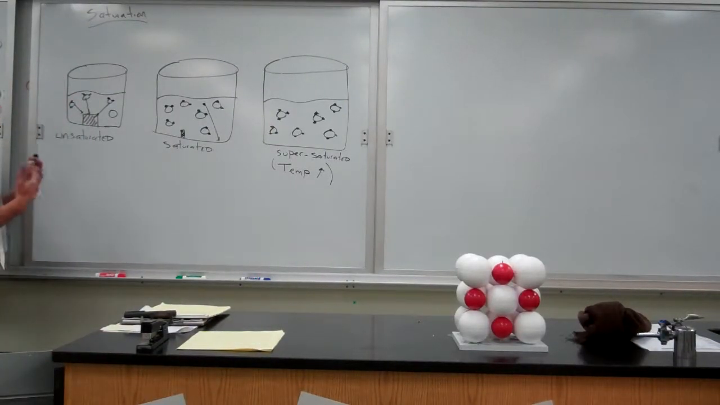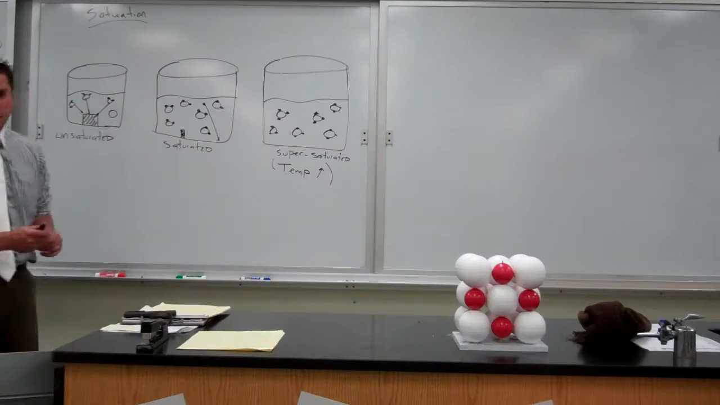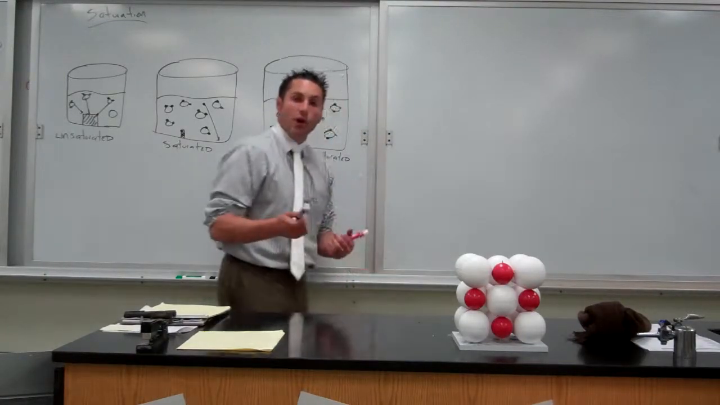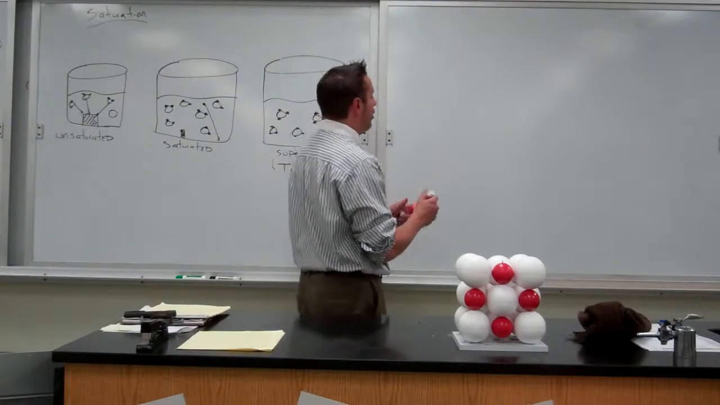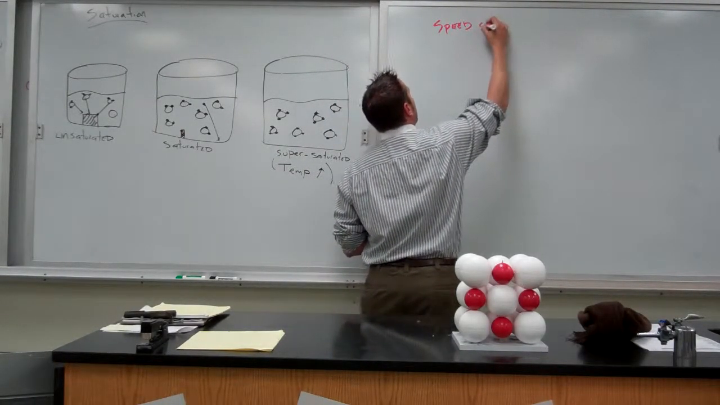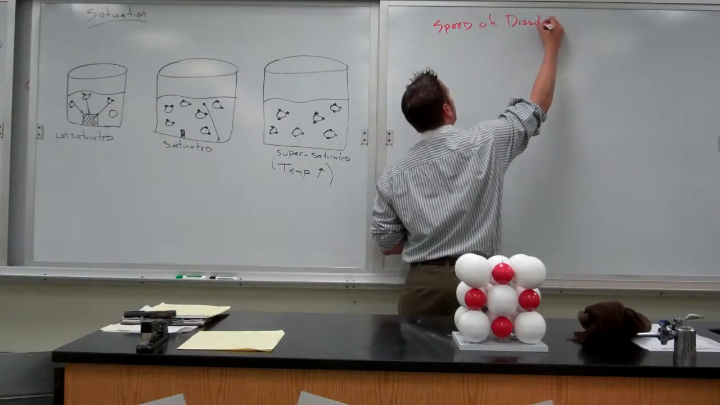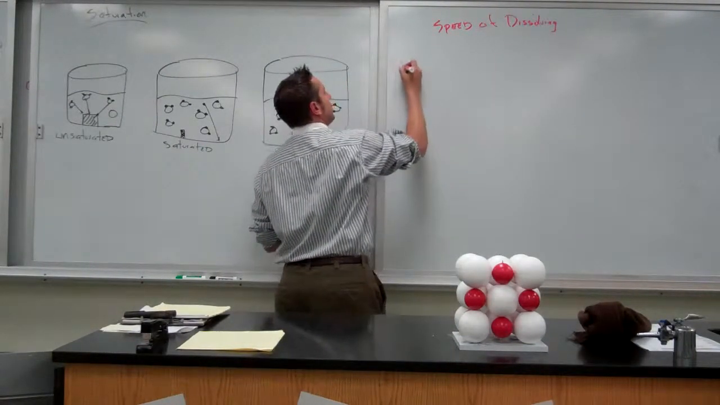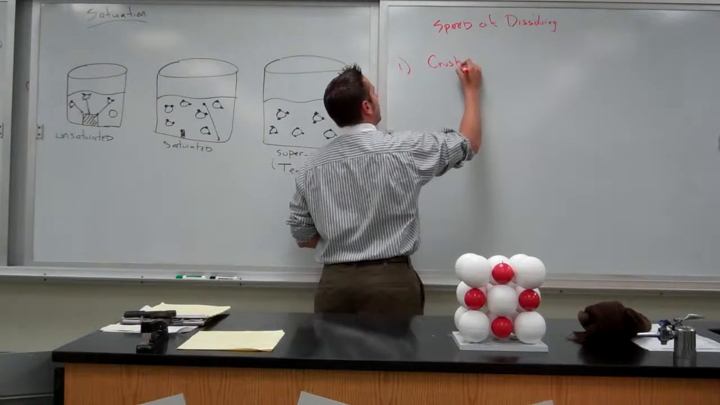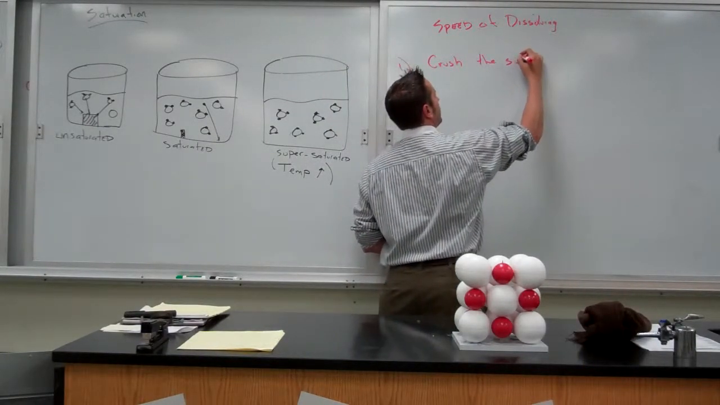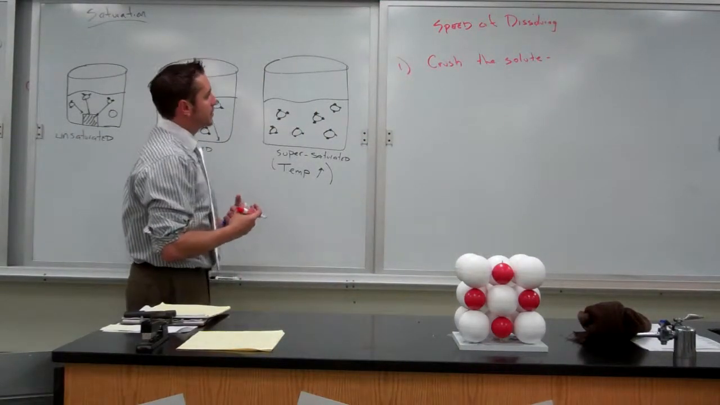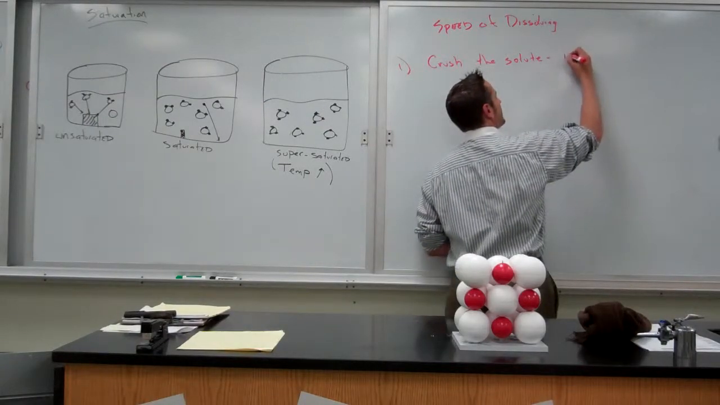The last thing I said I wanted to talk about is how quickly it takes something to dissolve. And there are things that affect the rate of dissolving. There's an overhead with these on there, so make sure that you print it out and look at it. So with the speed of dissolving, there are 3 factors. Factor 1, we could crush the solute. Why would crushing the solute speed things up? What it does is it increases the surface area.